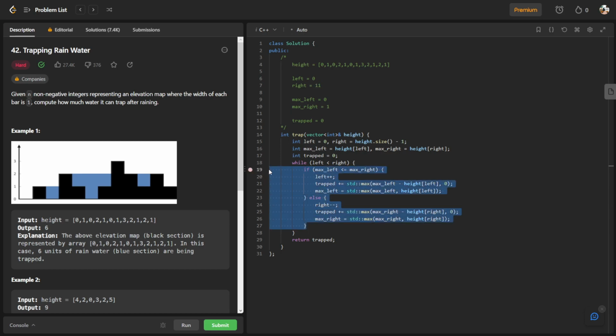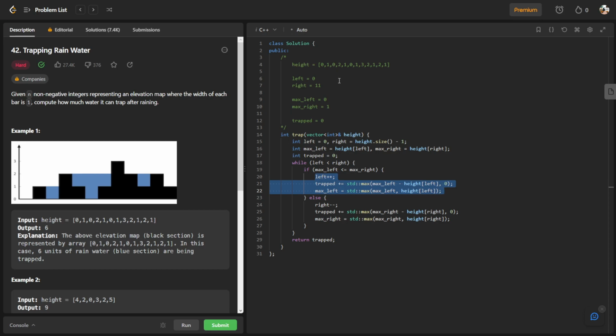So let's look at the if-else statements, using the example. I have height here, and now we check whether max left is less than or equal to max right. Max left is initialized to the first value of height, and max right is initialized to the last value of height. Since 0 is less than 1, it will enter this if statement.